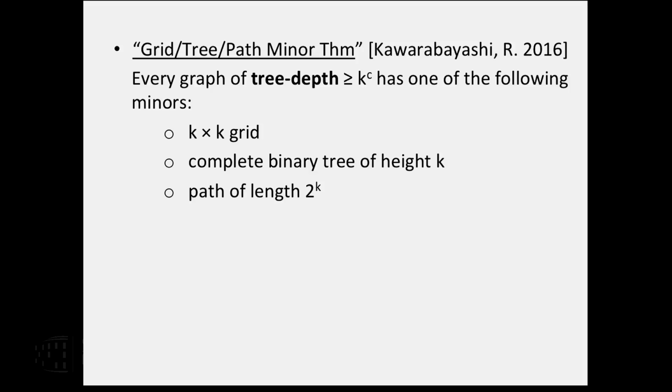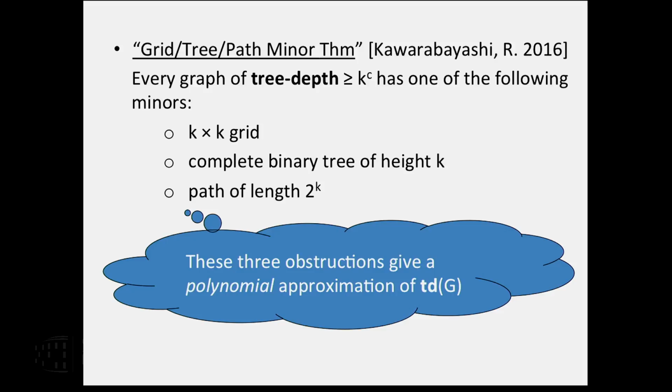So the result is the following: every graph with tree depth at least k to some constant c contains one of the following three minors. Either a k by k grid, or a complete binary tree of height k, or a path of length 2 to the k. Each of these graphs has tree depth at least k. Therefore, these three obstructions give a polynomial approximation of the tree depth of G.